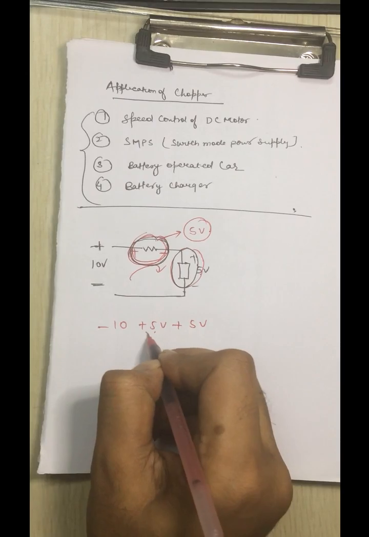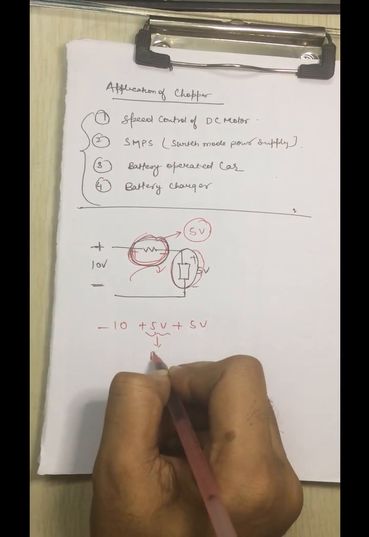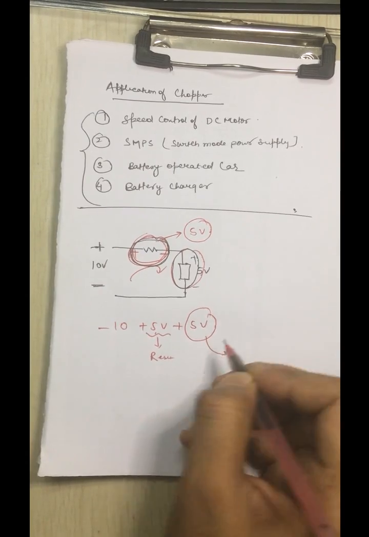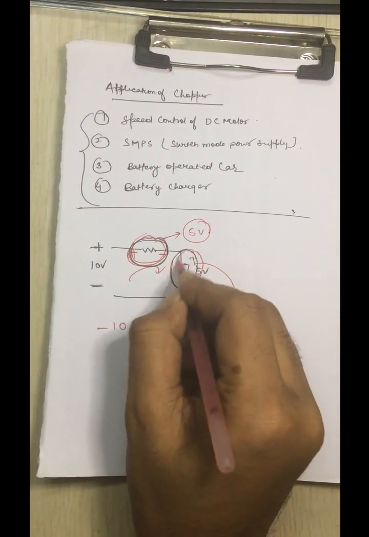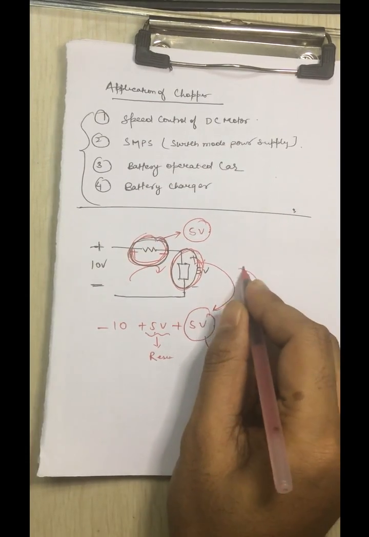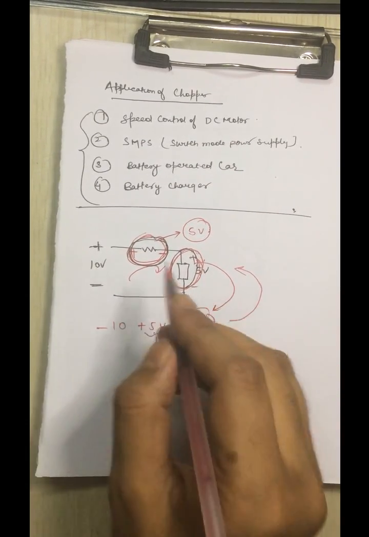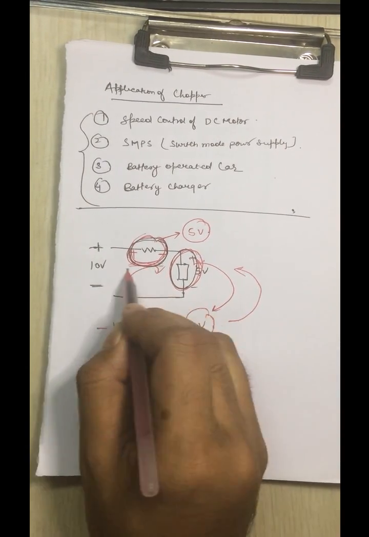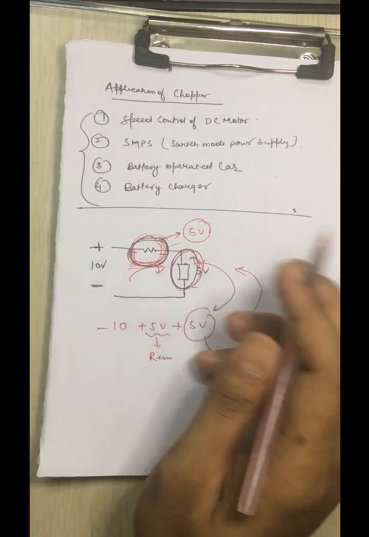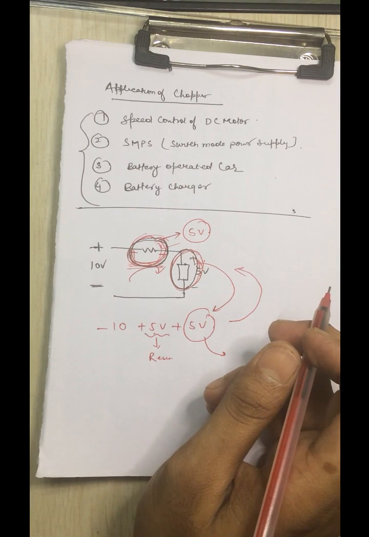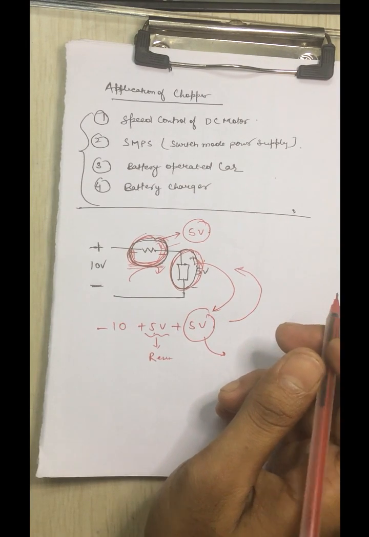This drop is across the resistance, but this is your requirement. This is the voltage which you are getting at the load. So we will not go into this approach, because this is not efficient. The efficiency is very low, because the loss is more, as it is a passive element. So for that we are using some power electronic switches.